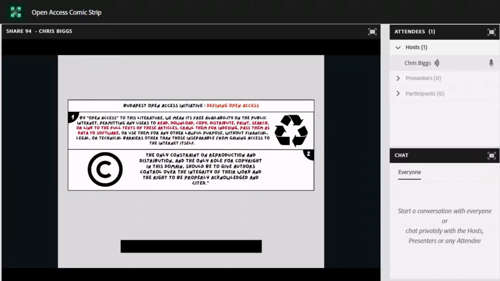By open access to this literature, we mean its free availability on the public internet, permitting any users to read, download, copy, distribute, print, search, or link to the full text of these articles, crawl them for indexing, pass them as data to software, or use them for any other lawful purpose, without financial, legal, or technical barriers other than those inseparable from gaining access to the internet itself.